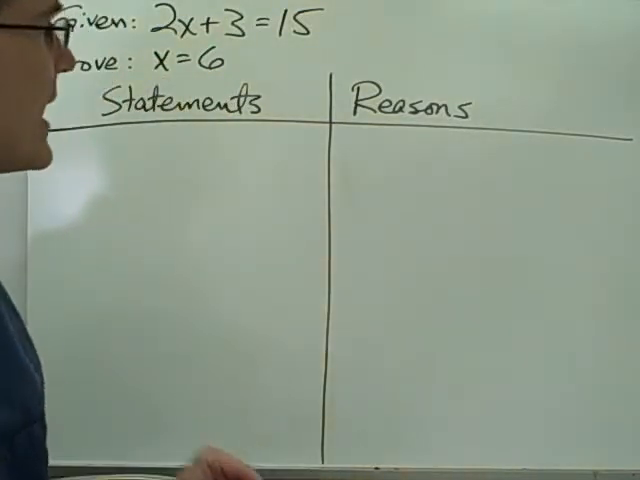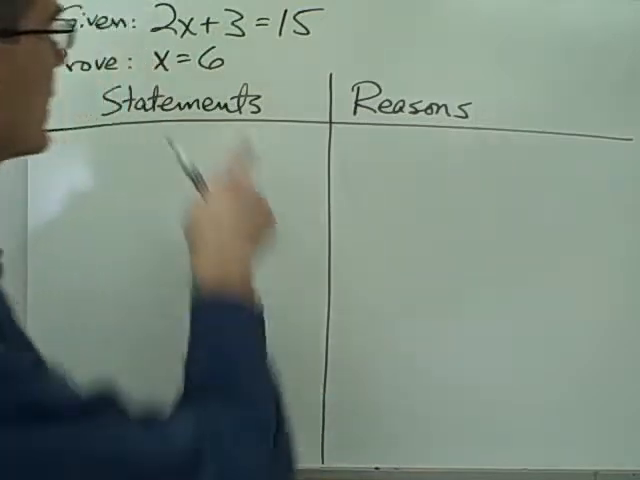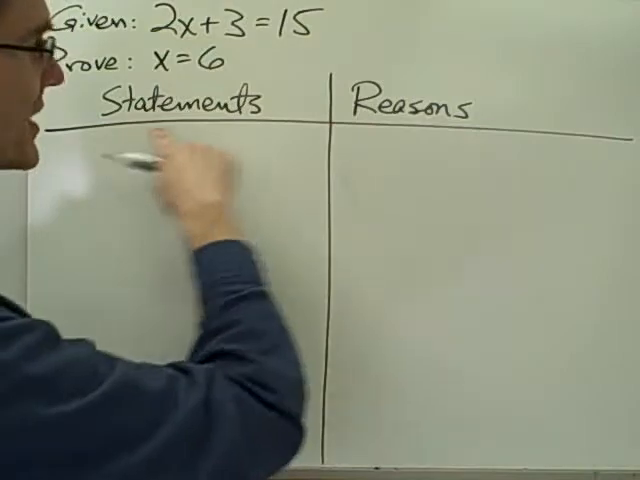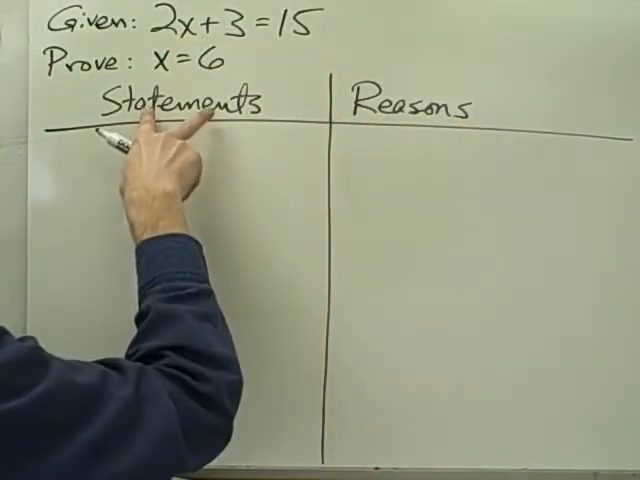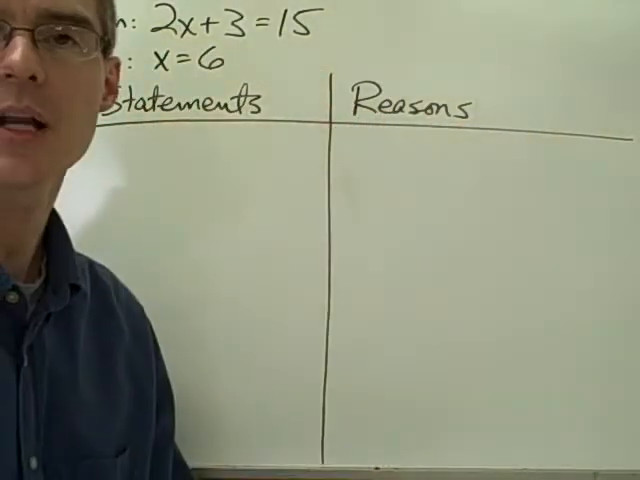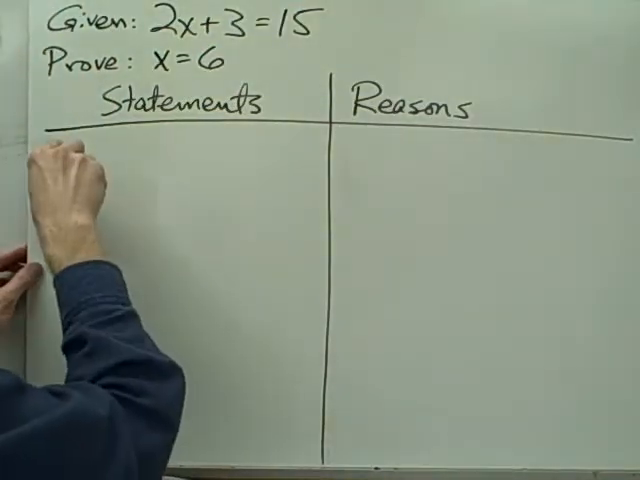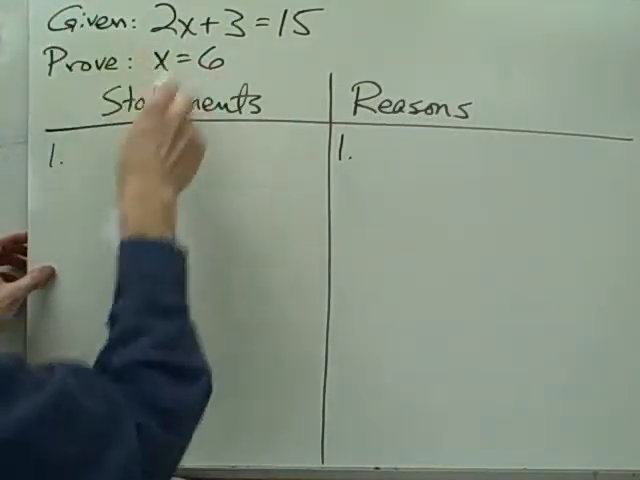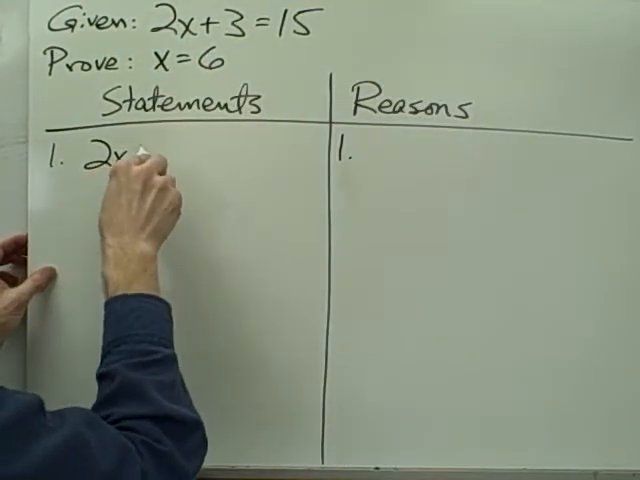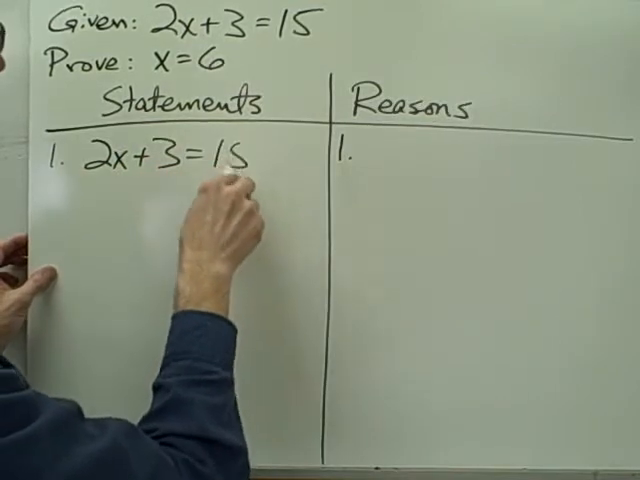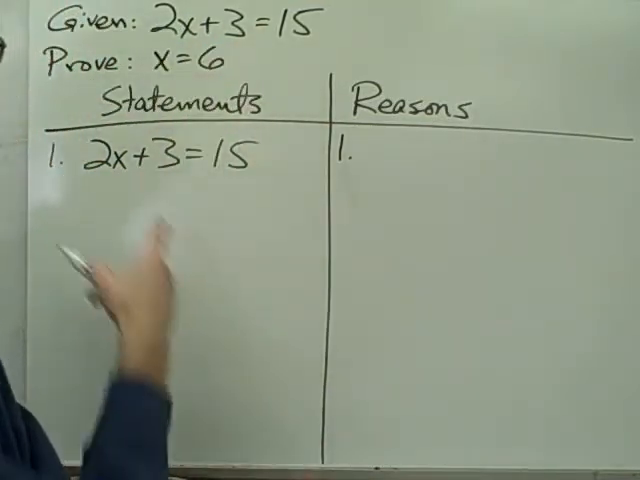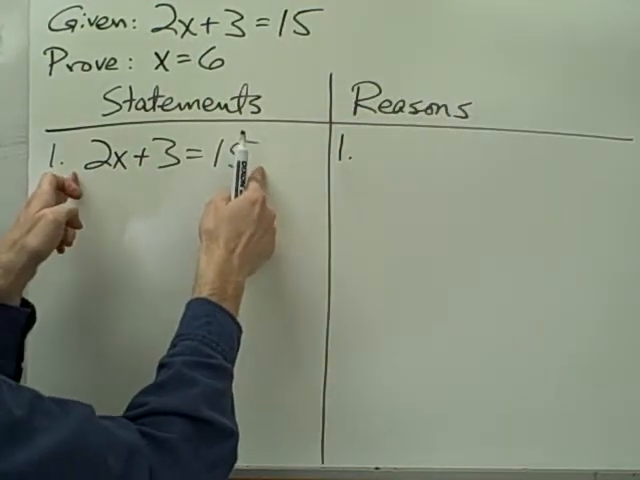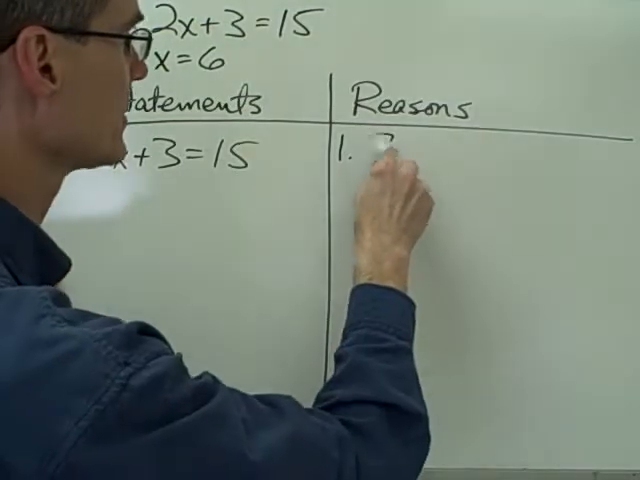All right, so here's what a two-column proof would look like for this particular problem. A two-column proof, there's this little, what's called a T-chart that we draw right here. And one column we label statements, and the other column we label reasons. And we start out with step number 1. And step number 1 is always the given part of your proof. Sometimes you have more than one given statement. In this case, we just have one. So we're going to start with that. 2x plus 3 equals 15, and the reason that we have that statement is because it's given.